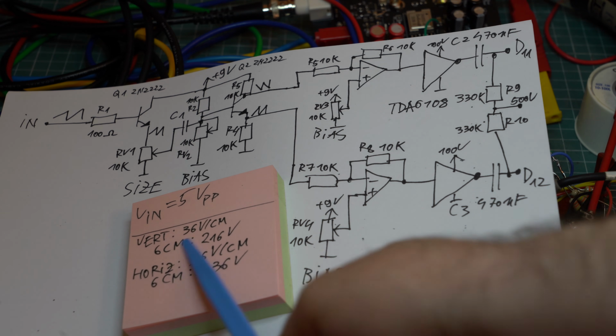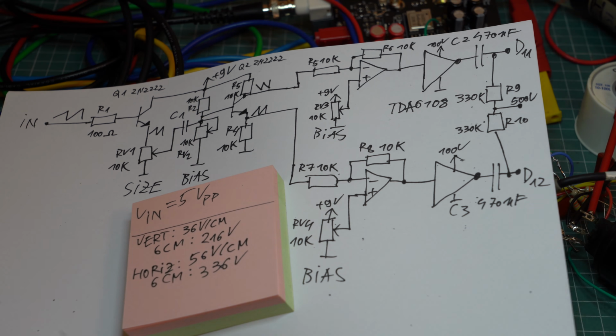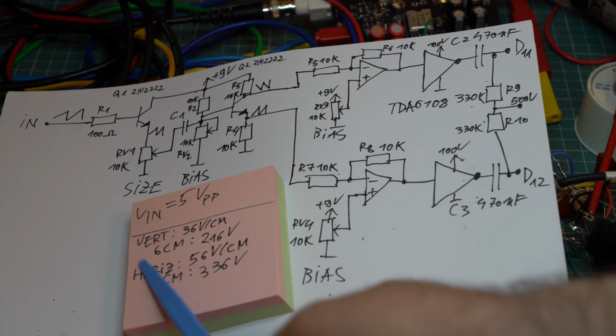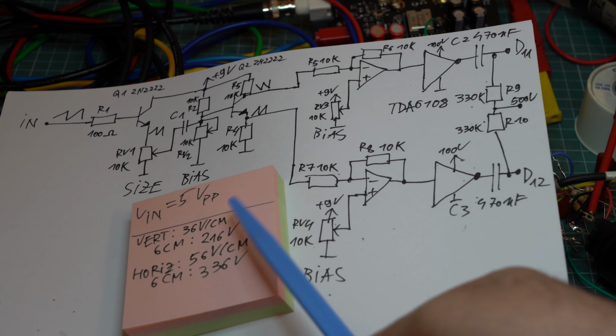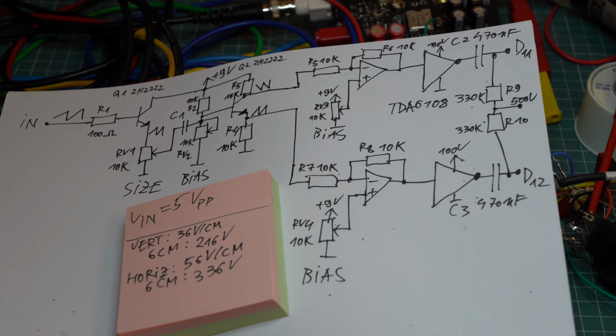So we have a vertical sensitivity of 36 volts per centimeter, and we know that the diameter of the tube is 6 centimeters, which gives us 216 volts of differential voltage in order to get full deflection. That's quite a lot. I'm not sure if we will be able to cover the entire screen. For the horizontal, we have a different sensitivity of 56 volts per centimeter. Once again, the tube has a diameter of 6 centimeters, which gives us 336 volts of differential voltage for full deflection.